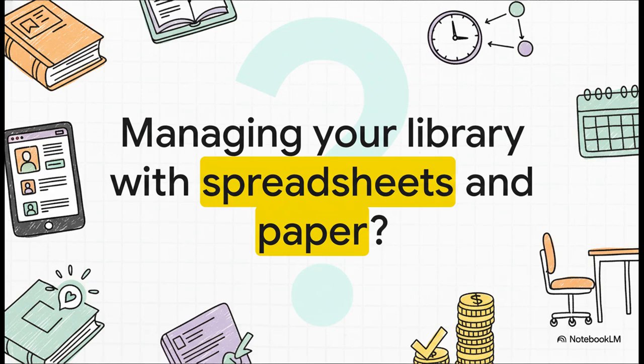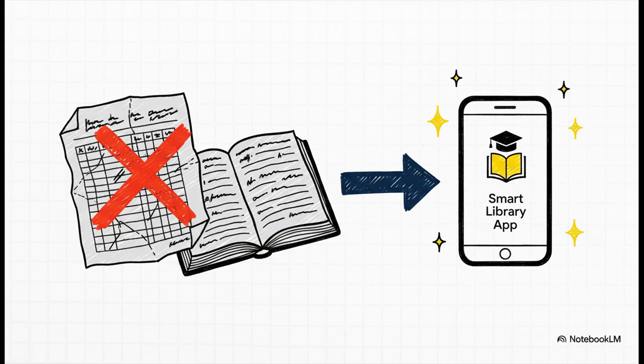Does this look a little too familiar? You know, juggling a dozen different spreadsheets, flipping through old paper registers, trying to remember who paid and who didn't? It is a lot. And honestly, it pulls you away from the stuff that actually matters. Okay, it is time to close those spreadsheets. For good. Let's just walk through what a typical day could look like with the Smart Library app. We're going to see how it completely transforms your workflow from cluttered and chaotic to, well, clear and simple.